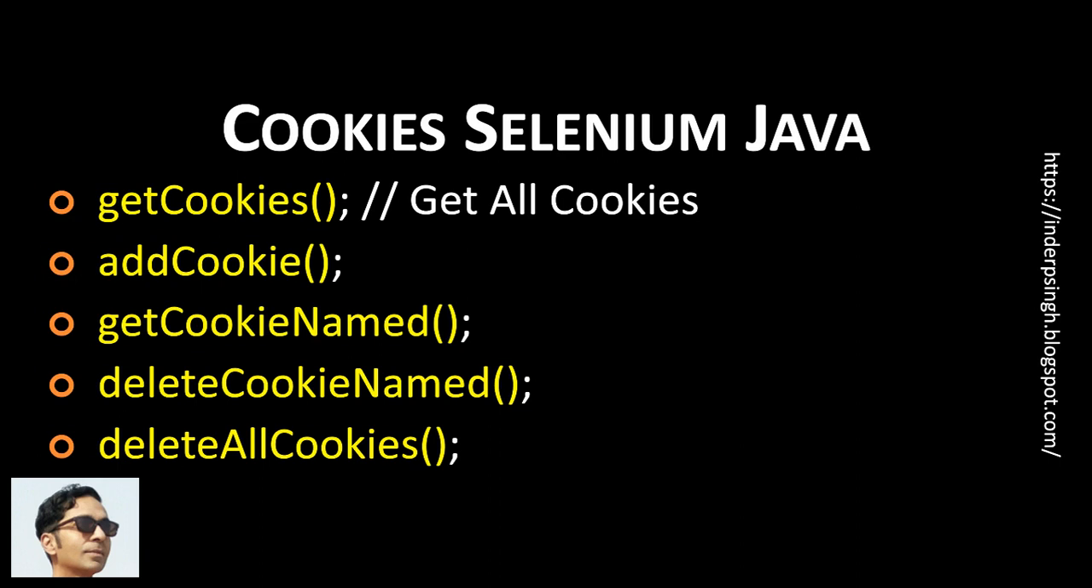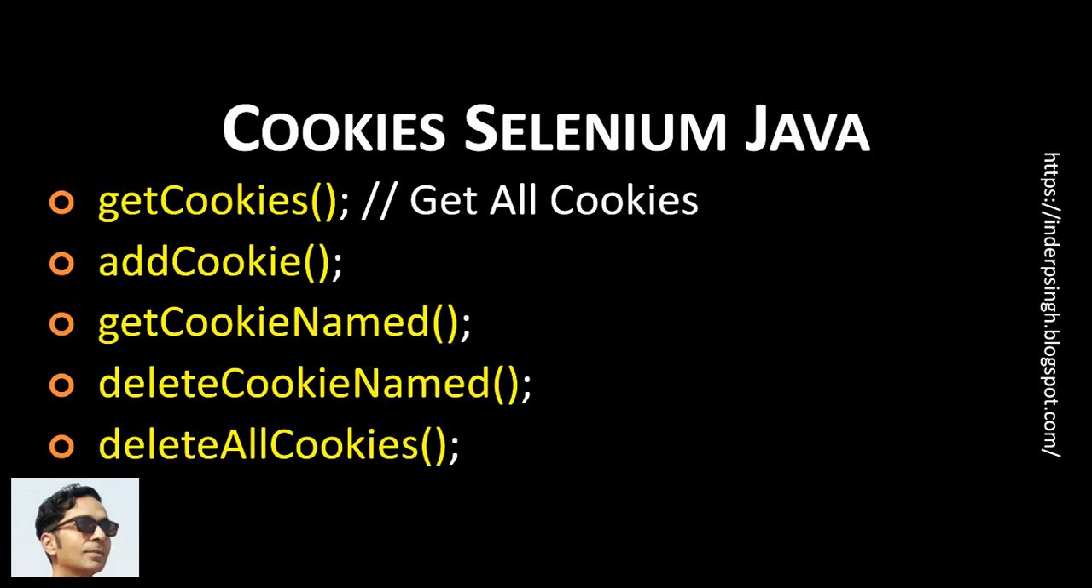In Selenium with Java, the methods for cookies are, first, getCookies. It returns the data of all the cookies. addCookie creates a new cookie. For this, you need to give the key value data in Selenium with Java. The getCookieNamed method returns data of a single specific cookie. The deleteCookieNamed method deletes a specific cookie in Selenium Java. Finally, the deleteAllCookies method is to delete all cookies in Selenium.